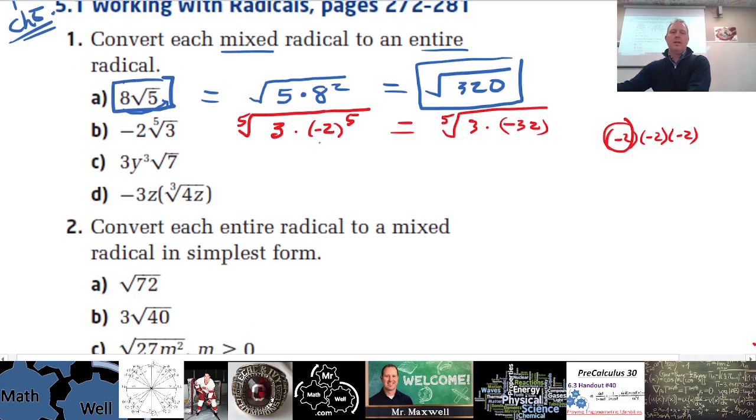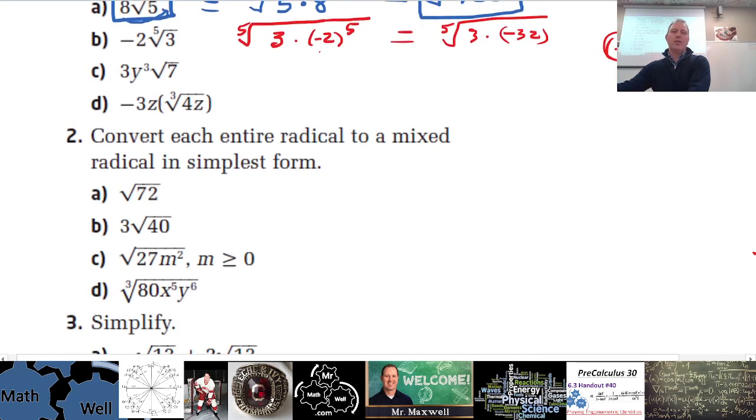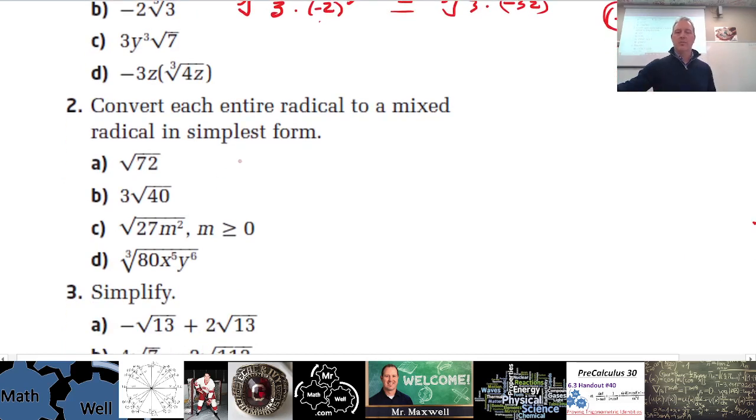All right. Number 2, going the other way, convert each entire radical to a mixed radical in simplest form. So we want to simplify this radical in a sense that we want to make it into a mixed radical if we can. And that's a very important thing to be able to do, and you have to do that lots in math. So how you go about doing that is you look for factors of 72 that themselves are perfect squares. So 72, all right.